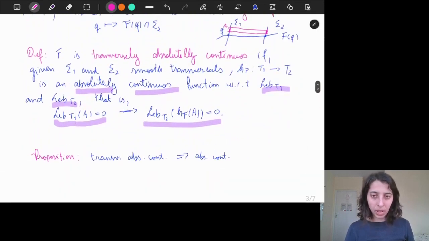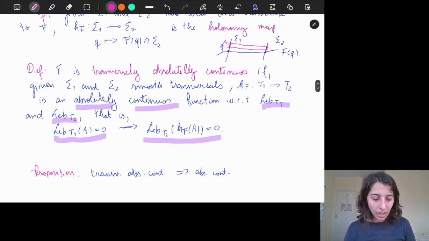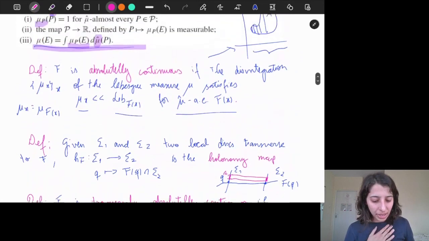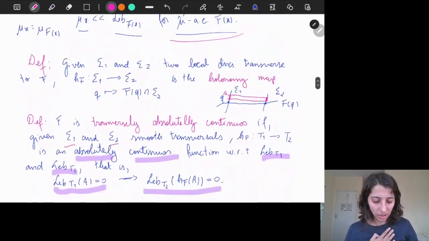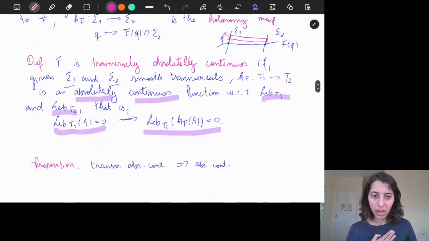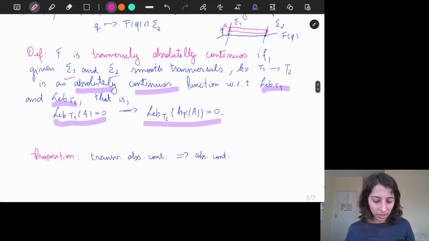And as I said, this definition here is stronger because I can take any transverse and the holonomy map has to be absolutely continuous. So it should happen to every leaf in a sense. And here this is an almost everywhere condition, so it should hold for almost every leaf. So that's the reason this second definition is stronger than the former, and this is given by this result here.